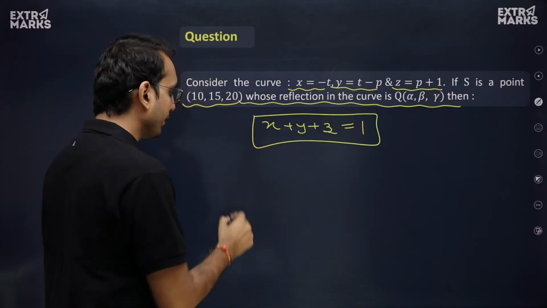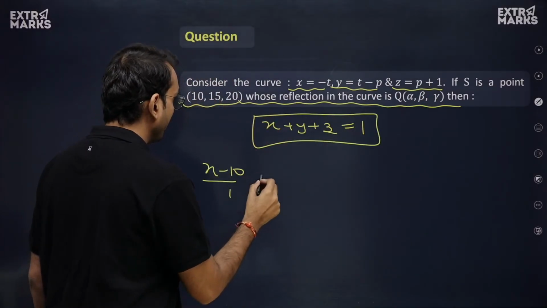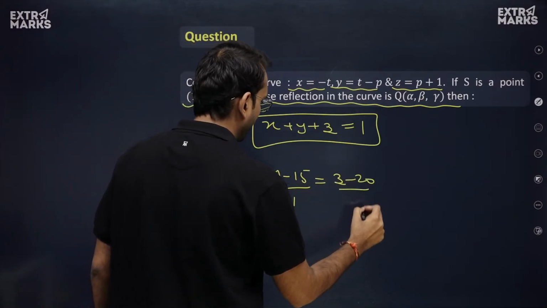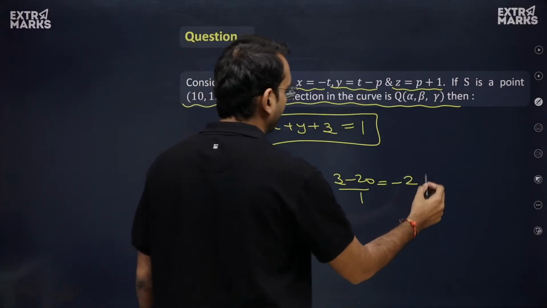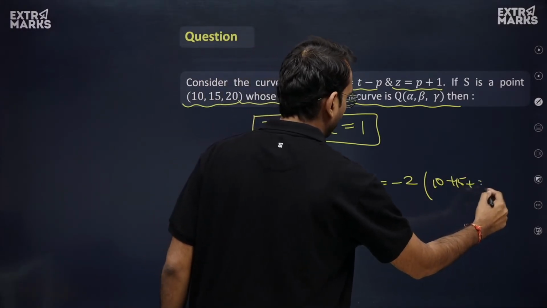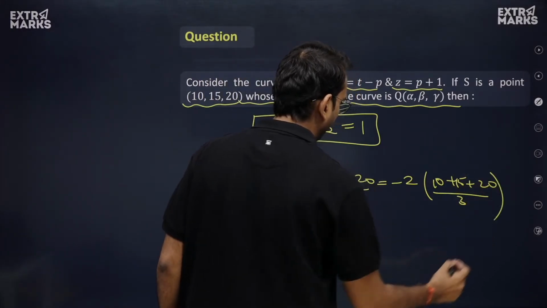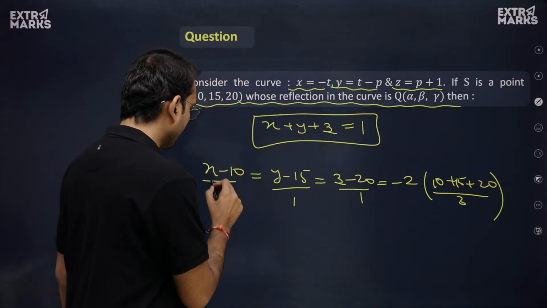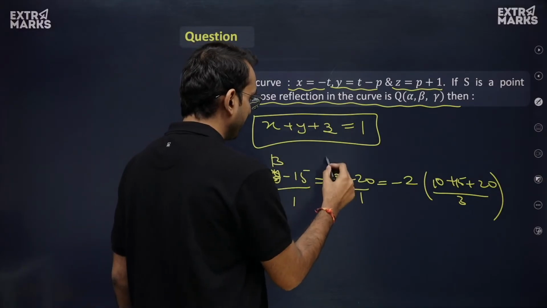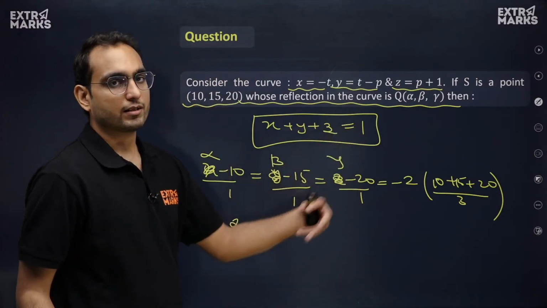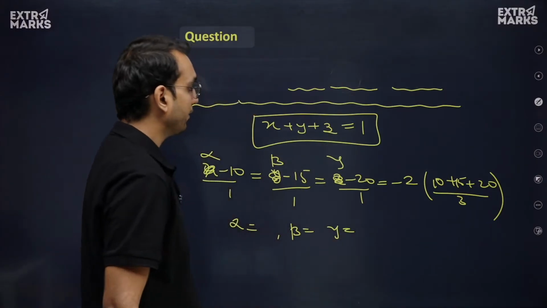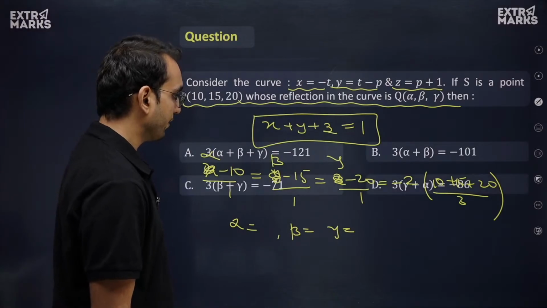Now apply the formula, that is (x minus 10) upon 1, (y minus 15) upon 1 equals (z minus 20) upon 1 equals minus 2 times (10 plus 15 plus 20) upon 3. You will get the value of alpha. This is basically alpha, this is basically beta, and this is basically gamma, because alpha, beta, gamma is given as the reflection. So alpha you will know, beta you will know, and gamma you will know, and then there are 4 options basically. Let's see the options.